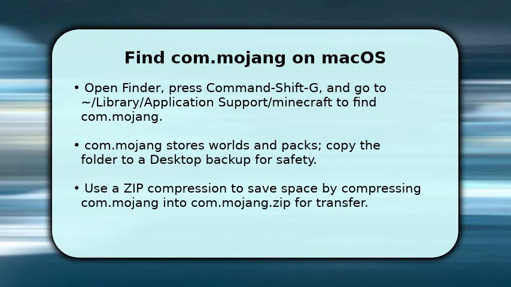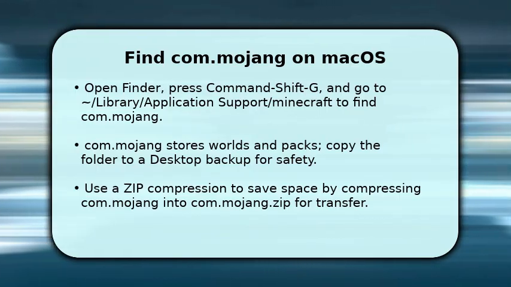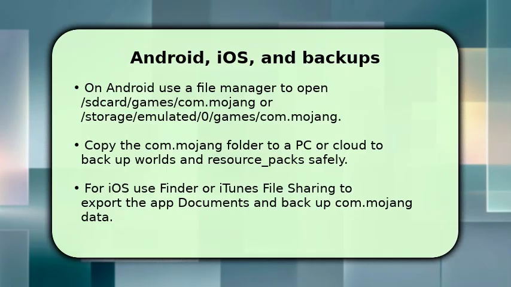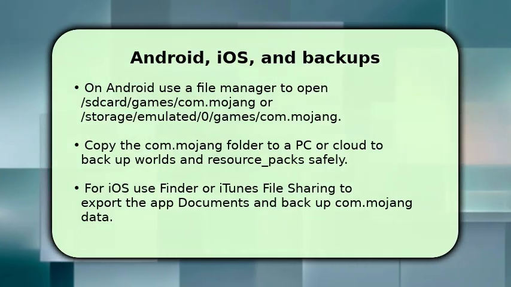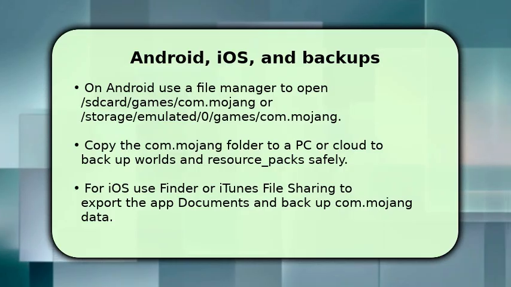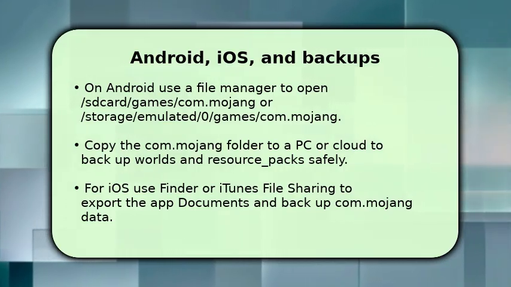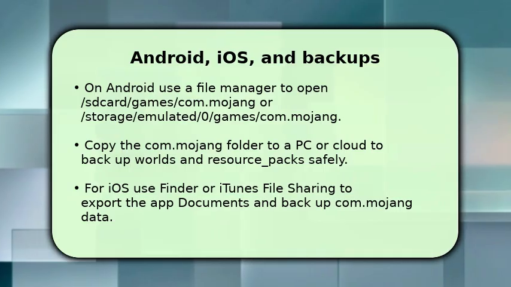On Android, open your file manager to reach the Com.mojang folder. Navigate to /sdcard/games/com.mojang or /storage/emulated/0/games/com.mojang, depending on device. Copy the Com.mojang folder to a PC via USB or upload it to cloud storage for backup.